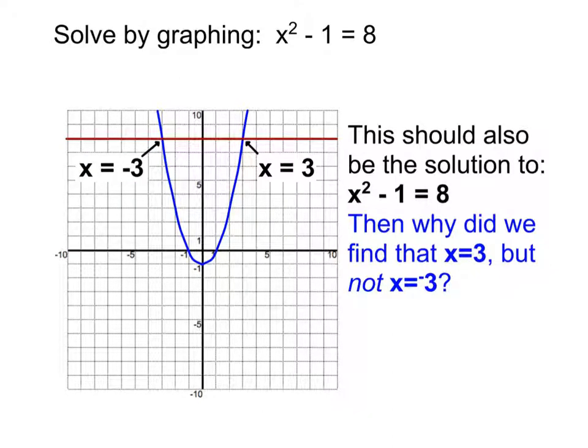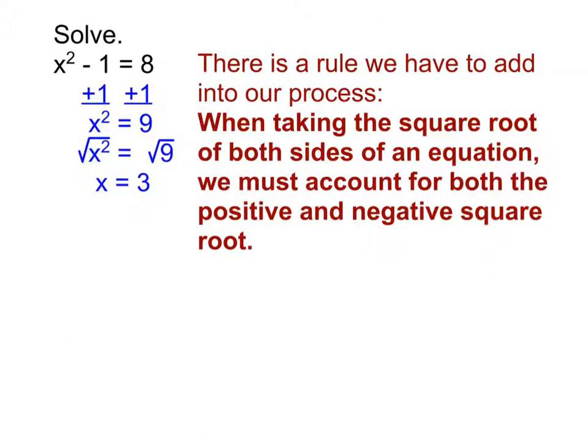And that could be a potential issue, because whichever method we use to solve it, we should end up with the exact same answer. So then, why did we find that x equals 3 but not that x equals negative 3? It's actually because we need to add a layer to our algebra. So there is a new rule that we need to add into our process here. When taking the square root of both sides of an equation, we must account for both the positive and the negative square roots of that. And so then our work is going to change a little bit.